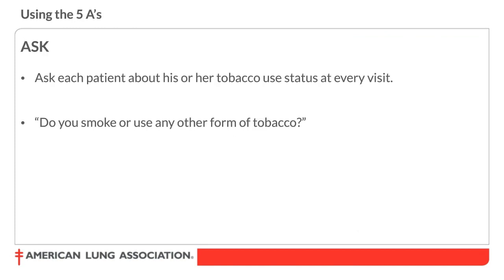The first step of the 5 A's is to ask. You want to ask each participant about his or her tobacco use at every visit. You can do this by asking the following. Do you smoke or use any other form of tobacco? It's important to ask at each visit because the status may change.